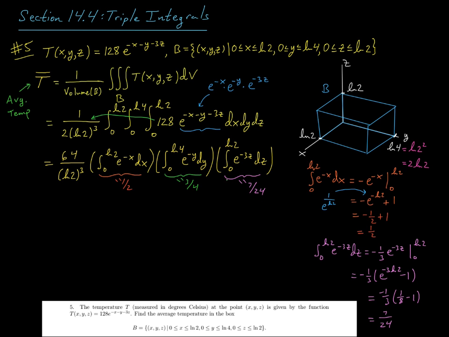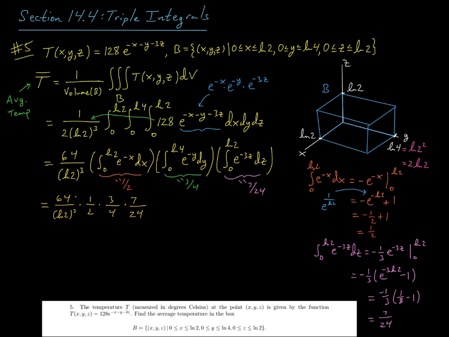All right, and so that's pretty much it. I mean, of course, we can clean this up, but that I would say is definitely the hardest part. Okay, so what are we looking at now? Well, the 64 over (log 2) cubed, then we're doing times a half times 3/4 times 7/24.